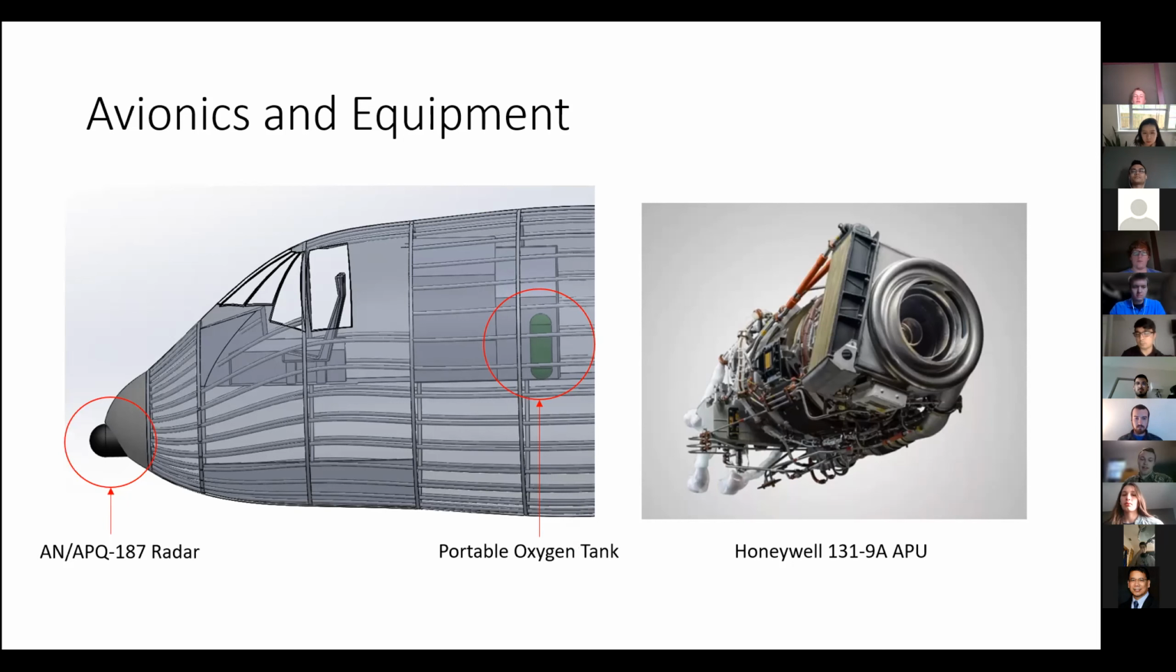If you look to the right of that, there's a portable oxygen tank. This is for higher altitude flight when supplementary oxygen might be necessary for the crew. And if you look all the way to the right, there's our APU. It's a Honeywell 131-9A. It's used in many commercial Airbus and Boeing aircraft, and it can provide 115 volts at 400 hertz in order to provide power for all of our equipment.